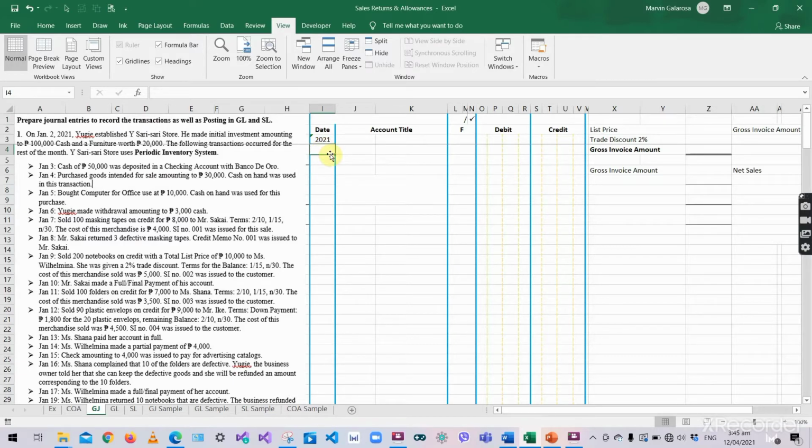So January 2, our entry would be increase sa cash on hand mula dun sa investment ni owner, debit cash on hand, 100,000. Furniture and fixtures, 20,000.